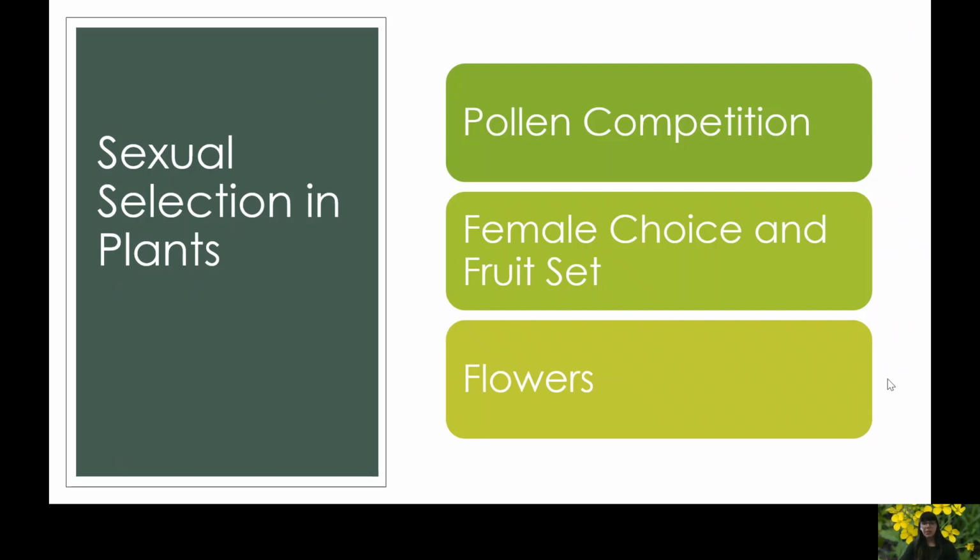Female choice still occurs, but the mechanisms are much harder to see. Pollen grains can be dismissed if they're not favorable, for instance, through the use of incompatibility genes. Flowers are also perfect examples of secondary sexual characteristics. They attract pollinators, and the more pollinators they attract, the higher reproductive success they will have.